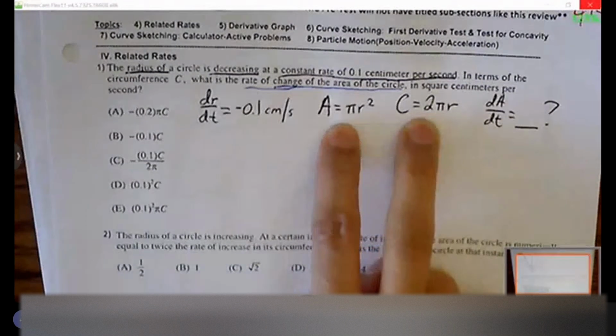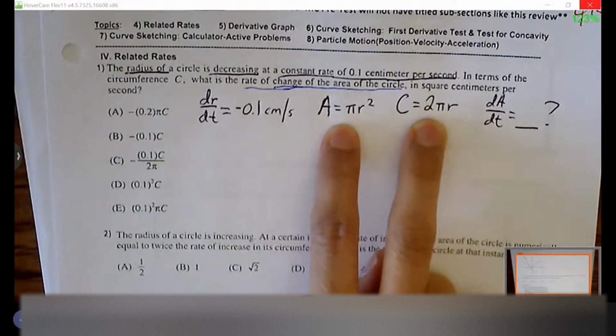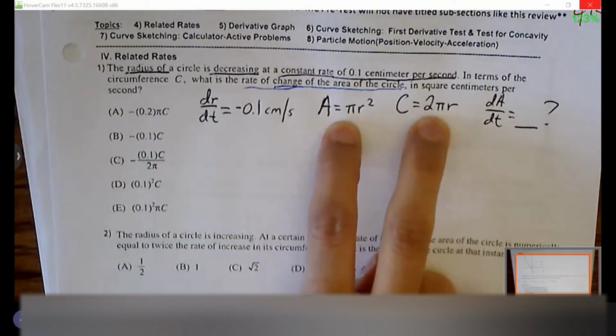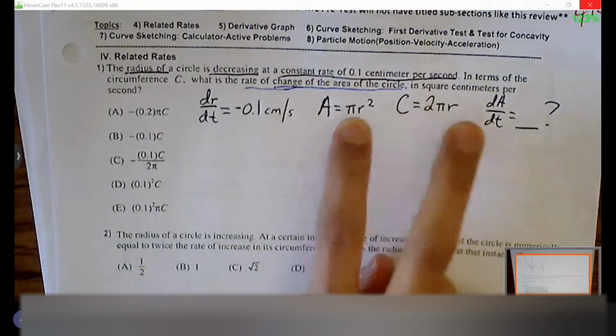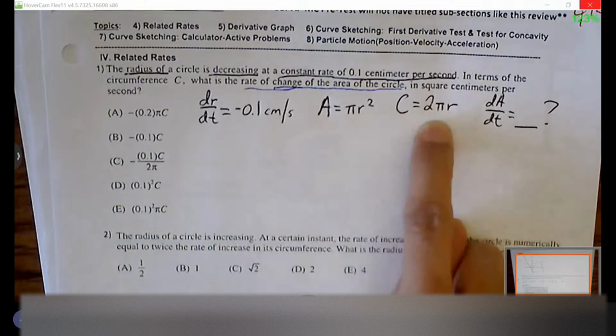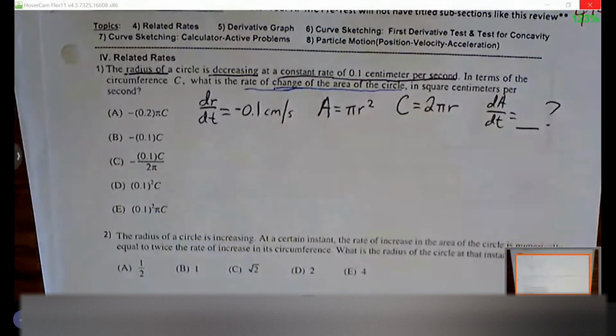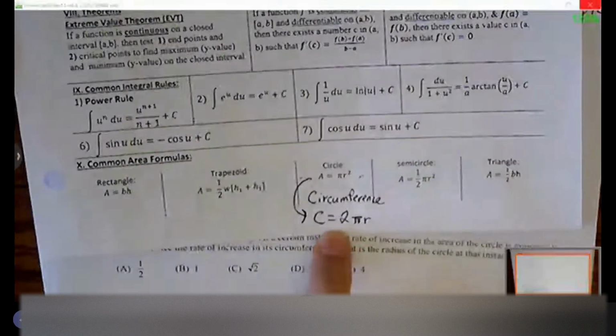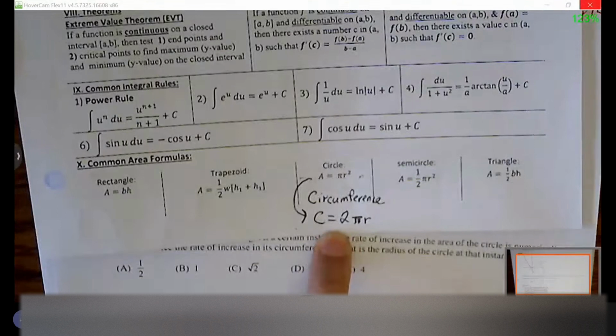These equations we need to make sure that we memorize, because these equations are not going to be given to you on the AP exam. I forgot to put the circumference formula on your formula sheet. So if you want to add that there, circumference under the area of a circle, you can say C is equal to 2 pi r.